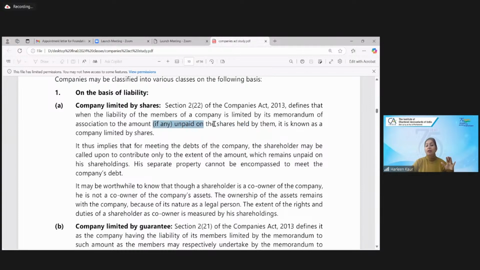If any unpaid amount remains, only then will there be liability. If they are fully paid up shares, then there is no liability. So what is the liability? Liability is the amount unpaid on the shares held by them.